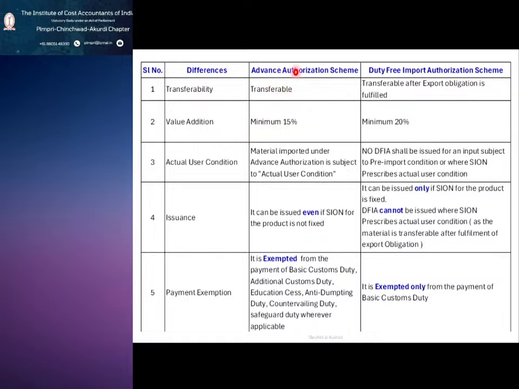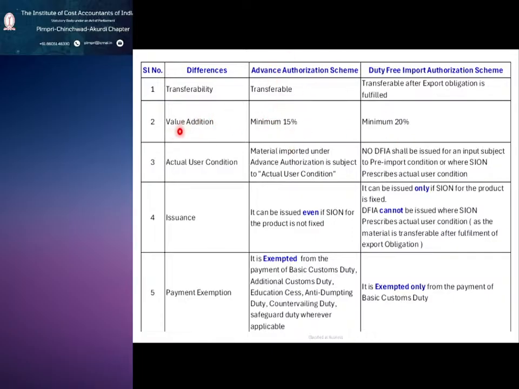And here, value addition. In the advance authorization scheme, suppose on our behalf the domestic supplier wants to import, in that case also we can transfer our license, and once we have received the imported materials, we can continue as well.